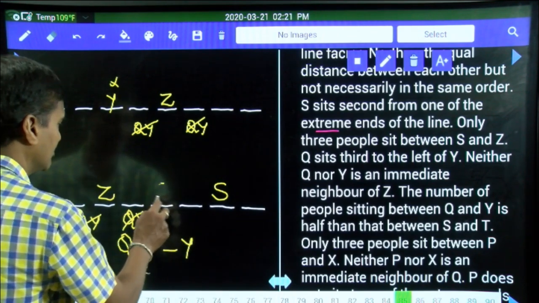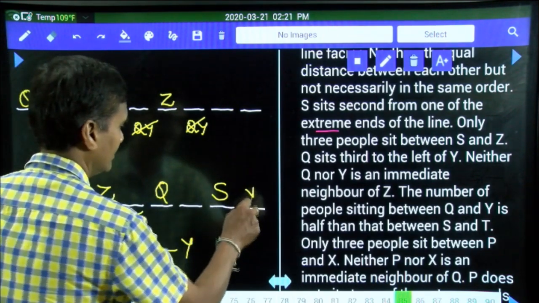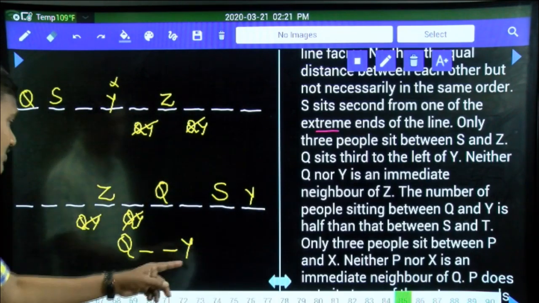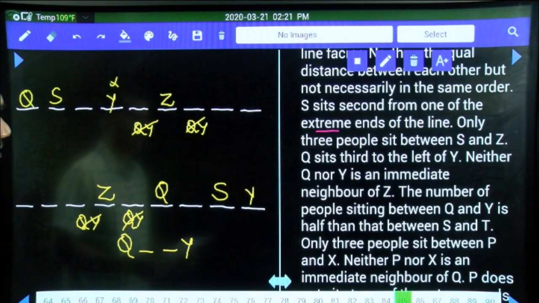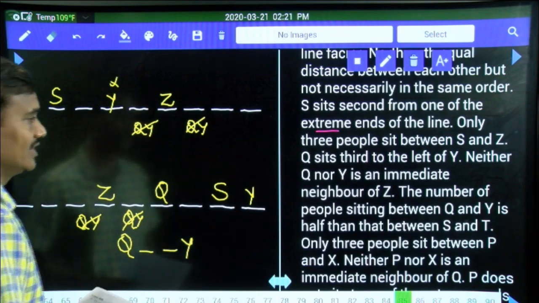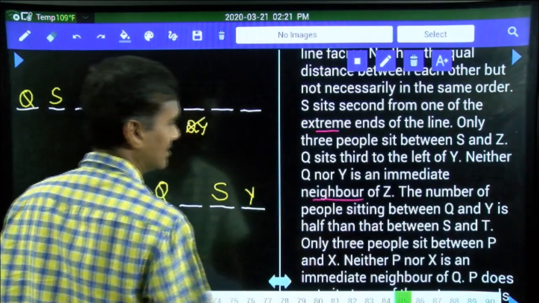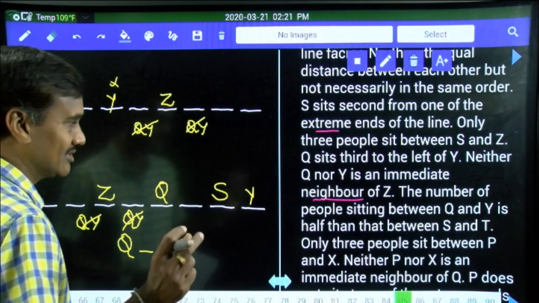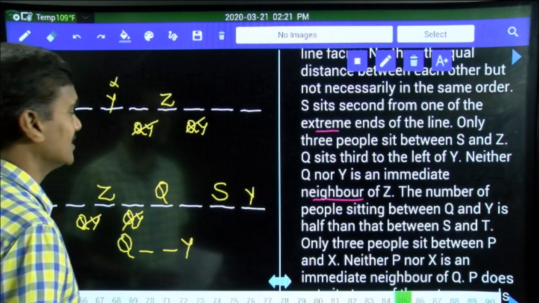Hence, what is the only possibility? Q is here, then 1, 2, and Y will be here. 2 people between Q and Y. Q is to the left hand side of Y. Okay, Q sits to the left of Y. Neither Q nor Y is an immediate neighbor of Z. Number of people sitting between Q and Y is half that of S and T.